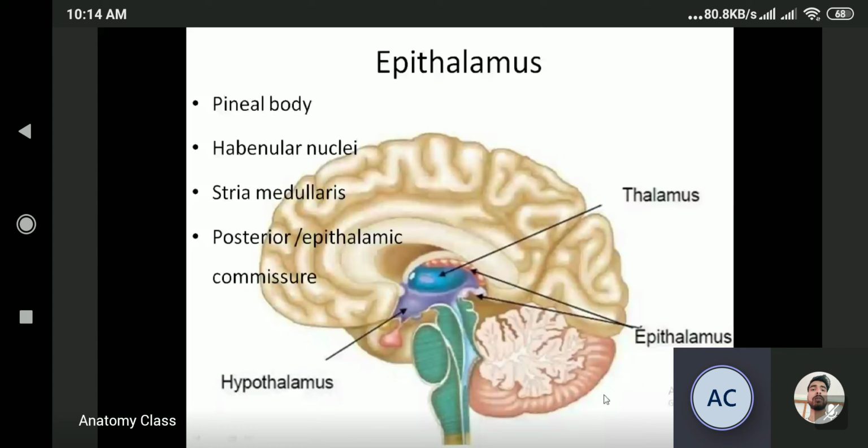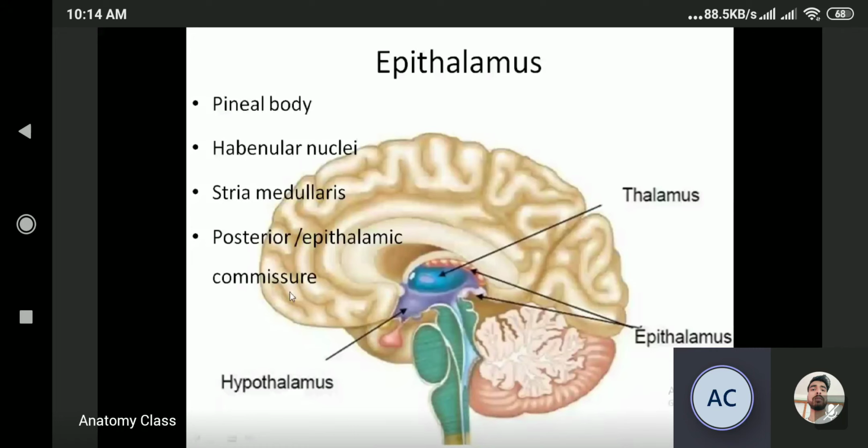Epithalamus is also part of the diencephalon, present at the posterior aspect of the dorsal diencephalon. Where I'm circling here, this part is the epithalamus, which is located at the dorsal aspect of the caudal part of the diencephalon. The epithalamus is composed of the pineal body, habenular nuclei, stria medullaris, and posterior commissure, which is also known as the epithalamic commissure.